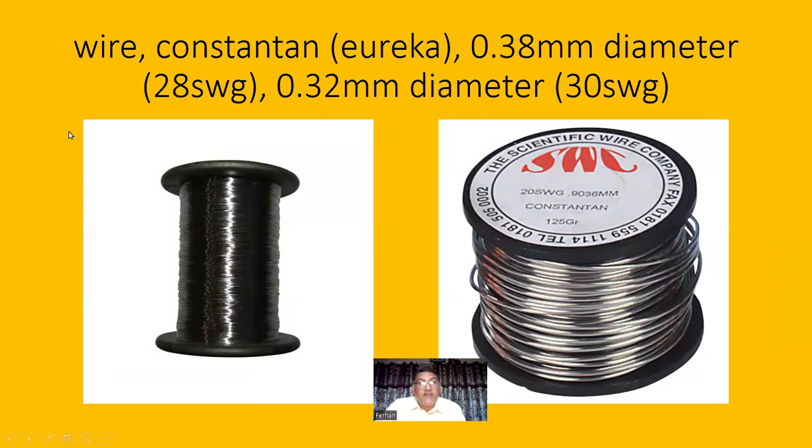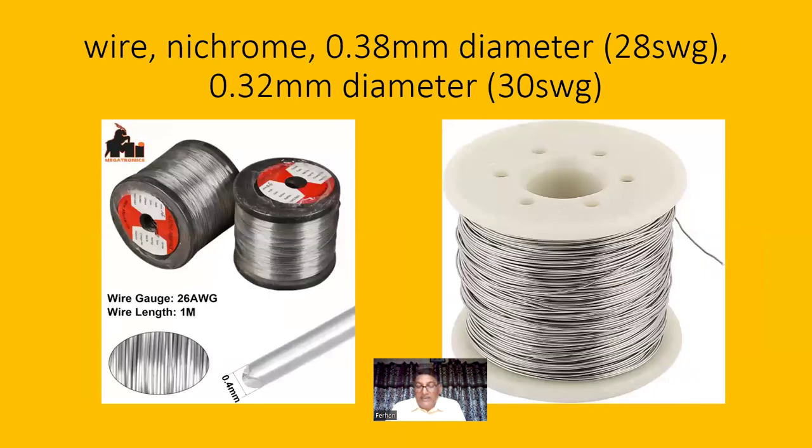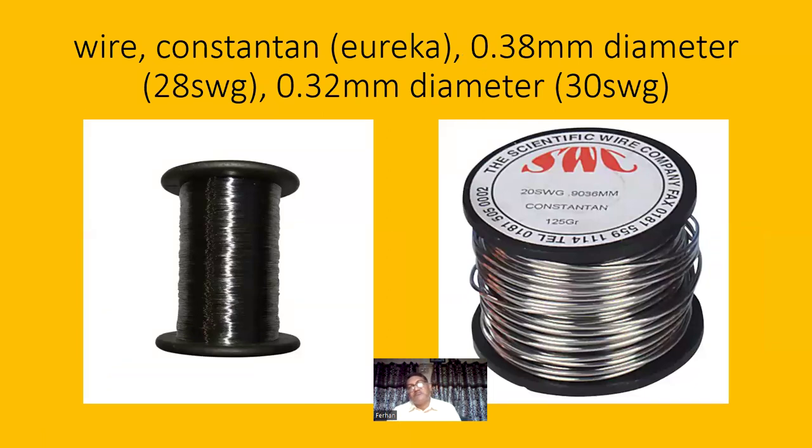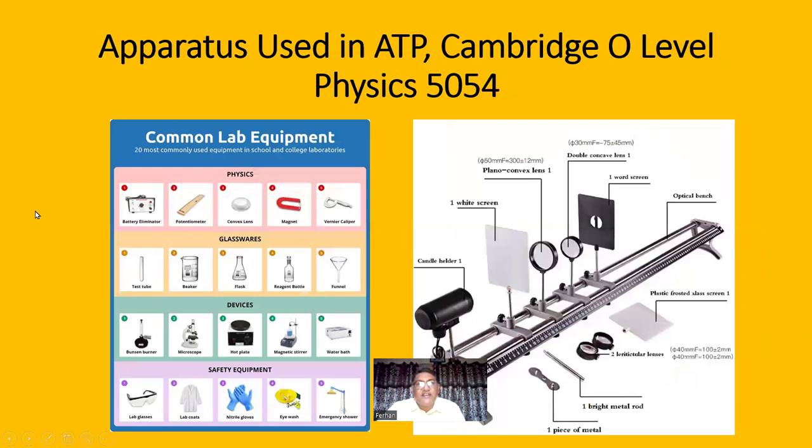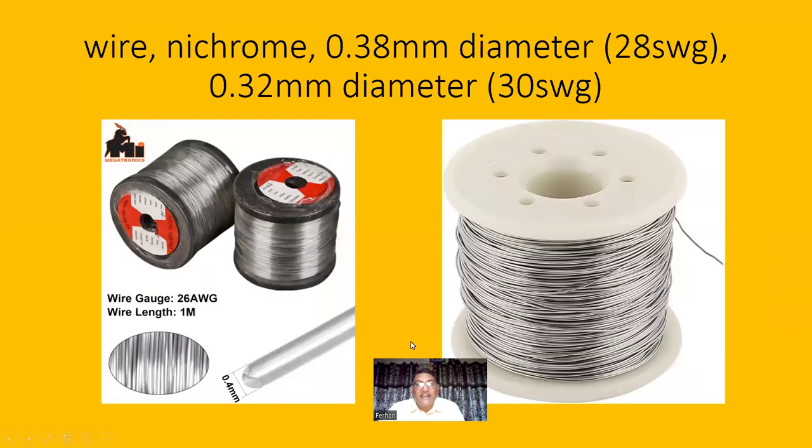Okay. Then we have this thing. This is called constantan wire, Eureka wire. The Eureka wire is a simple wire, very strong, and it is used to hold things. Then we have this wire, nichrome wire. This is also an electric wire, and its resistance is very high. So when the current flows through this nichrome wire, heat is produced in it. So that's it. These are the names which were given in your syllabus.